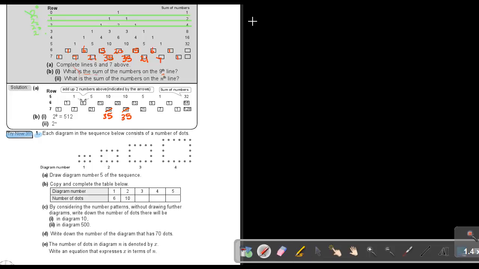Okay, I'm going to start. So it's try now, and that's 31. Basically, each diagram is dots. Draw a diagram with number 5 of the sequence. So just get the pattern.